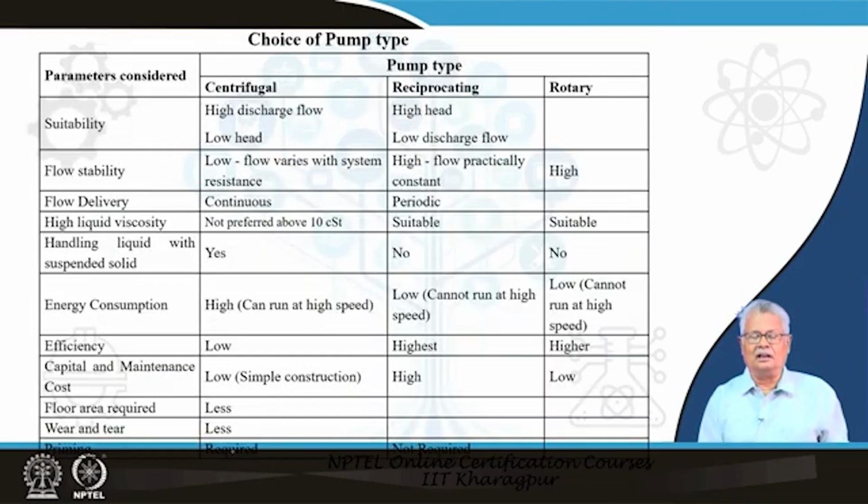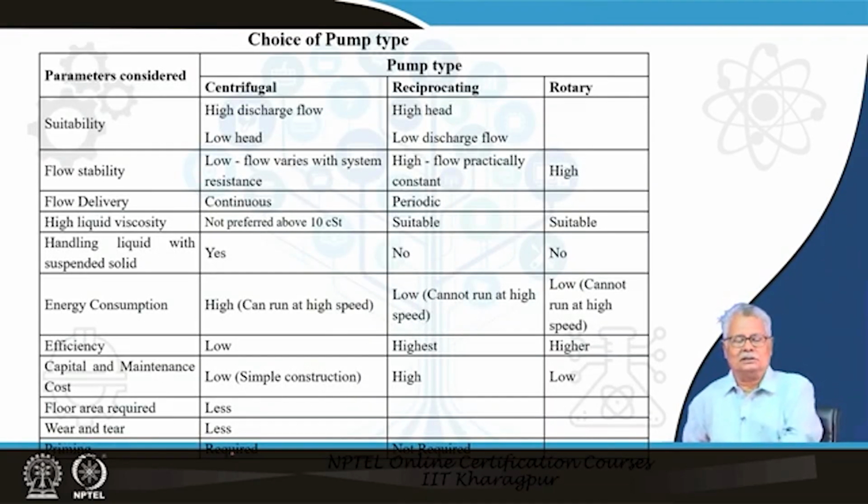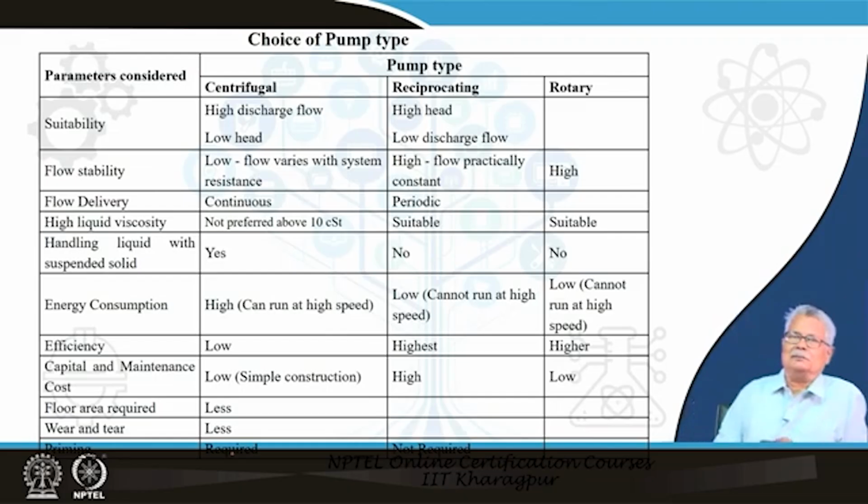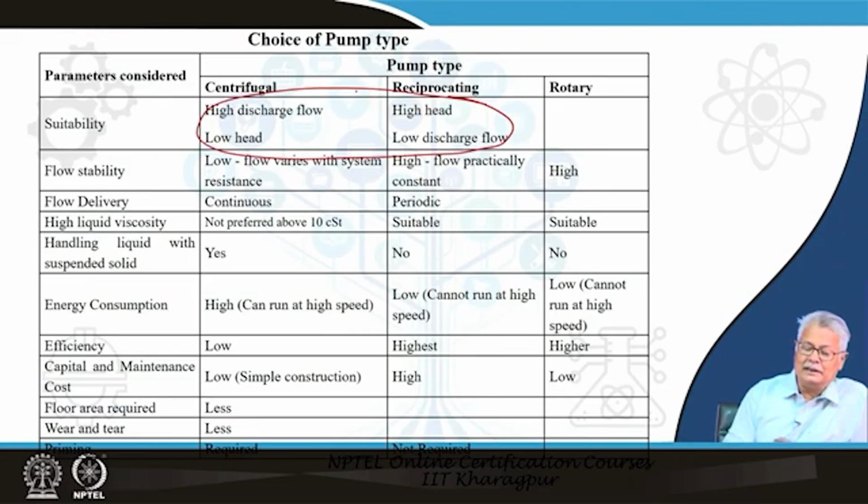So, we bring a few other characteristics or parameters that you normally consider, and these are regarding the capacity and the head we already have said in the last chart. Regarding flow stability, your rotary pumps and the centrifugal pumps provide you a continuous flow. In case of a reciprocating pump, it is fluctuating, it is basically periodic. So, this is continuous, this will also be continuous.